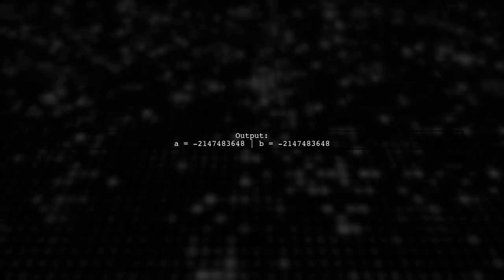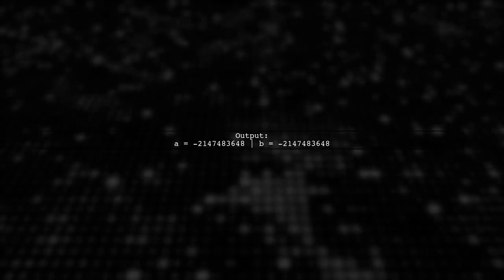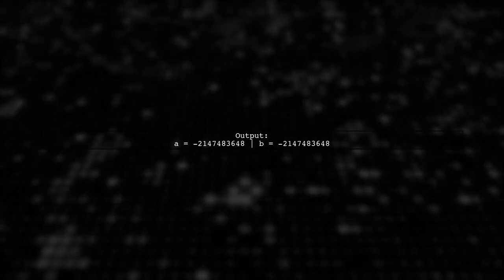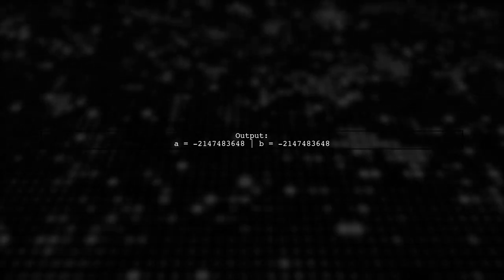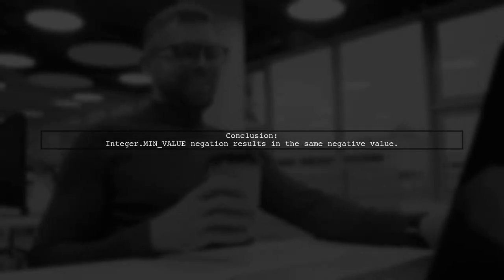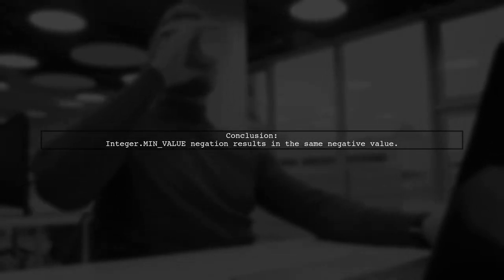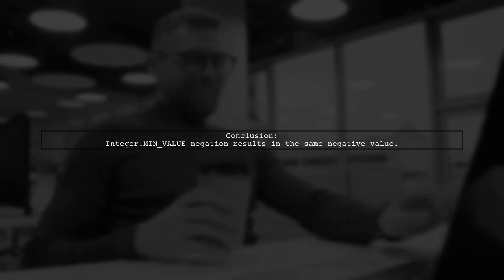Finally, when we print both values, we see that both a and b are equal to -21474836648. In conclusion, the reason b is not a positive number is due to the limitations of integer representation in Java.